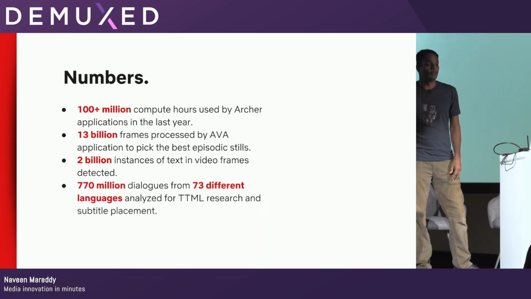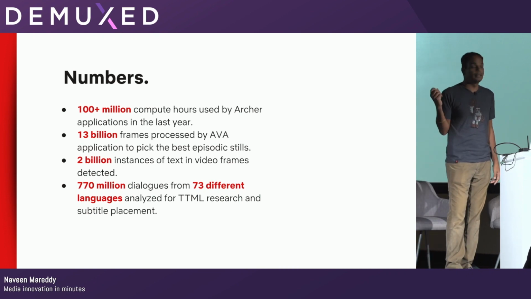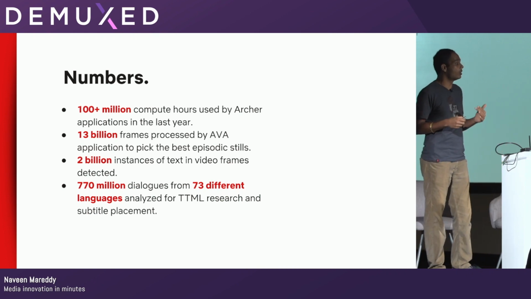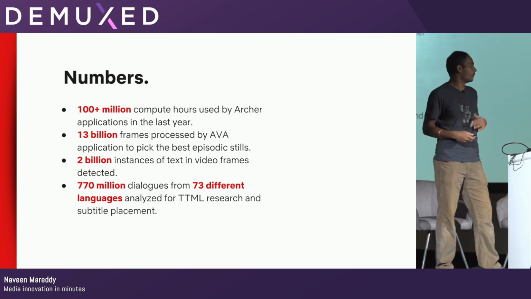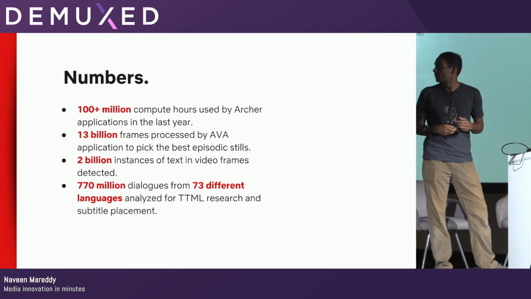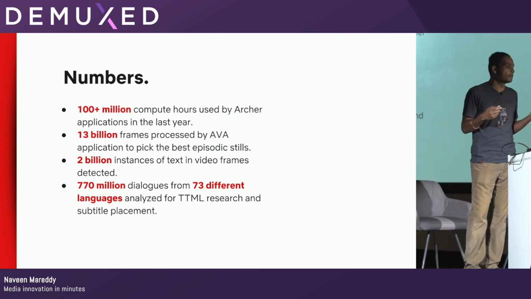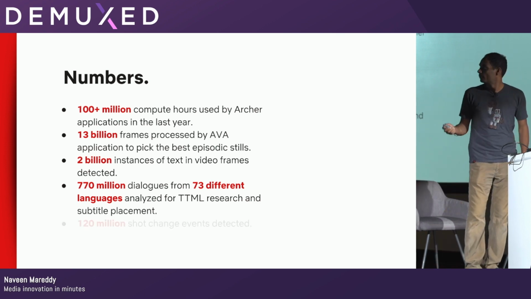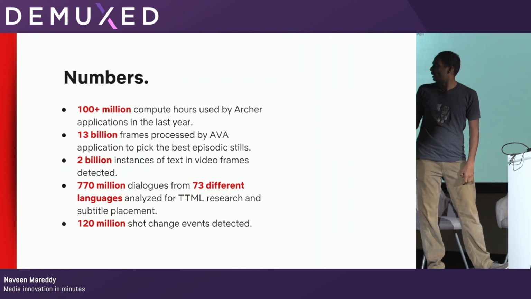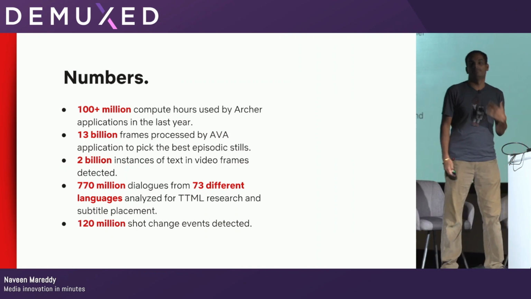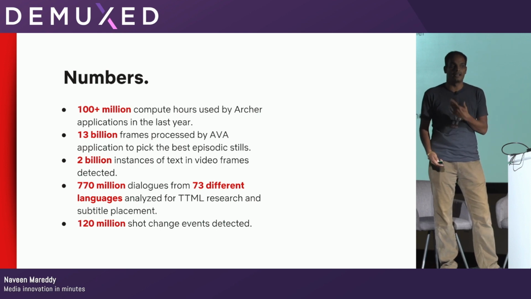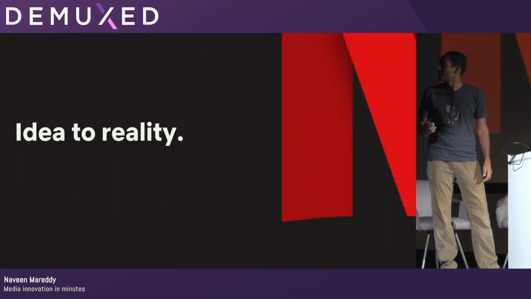Coming to pure text, this is a pure text use case where about 770 million dialogues from 73 different languages were analyzed for TTML research and for optimal subtitle placement on the videos. And 120 million shot change events were detected by various kinds of ML recipes running on the Archer platform.